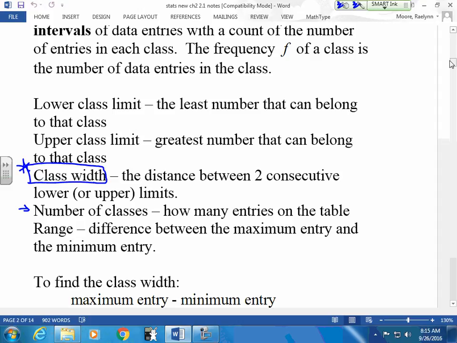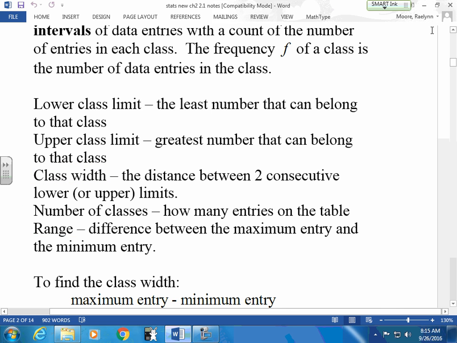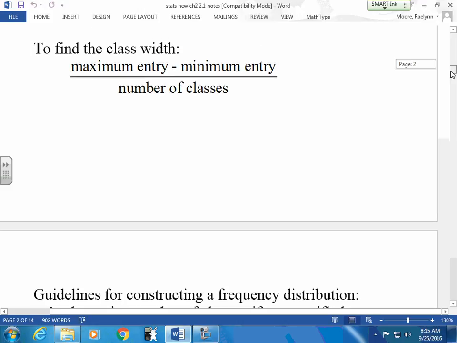data is. The range is the difference from the max to the min. That tells me how spread out my data is. What am I looking at? So there's quite a lot of things that we're going to take a look at. Now, to set up your table, to find your class width, this is where it's really, really important. You guys haven't done this before. To find your class width, I think I put that on your notes as well.